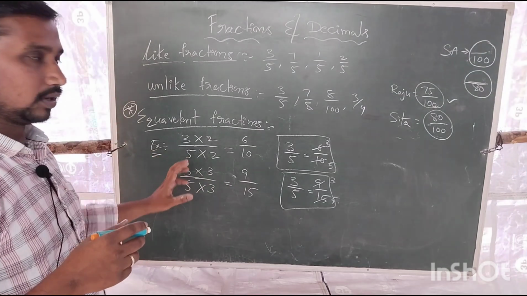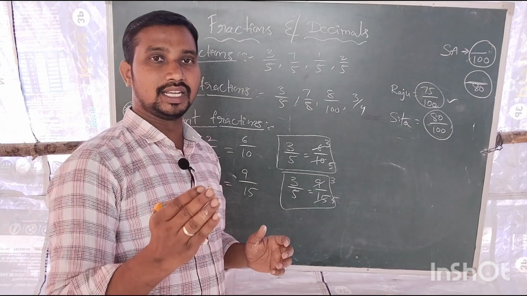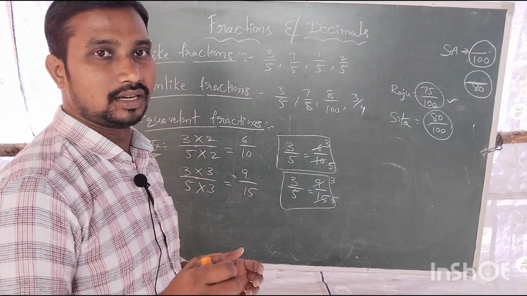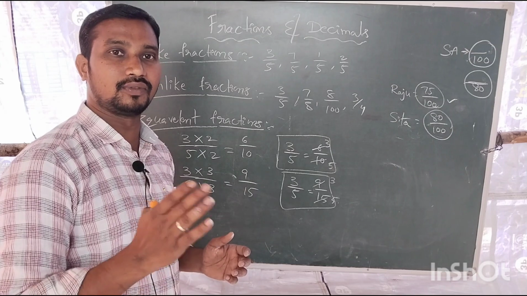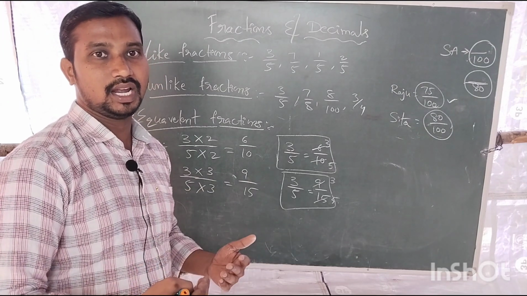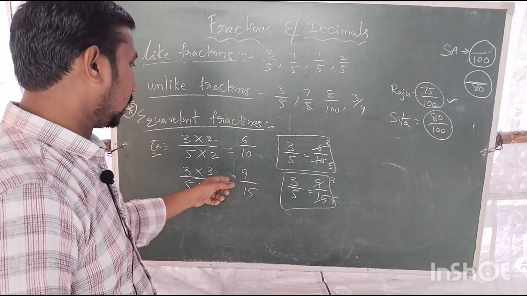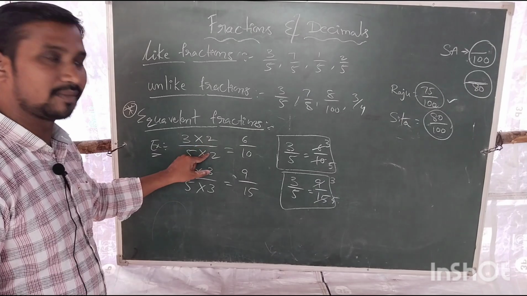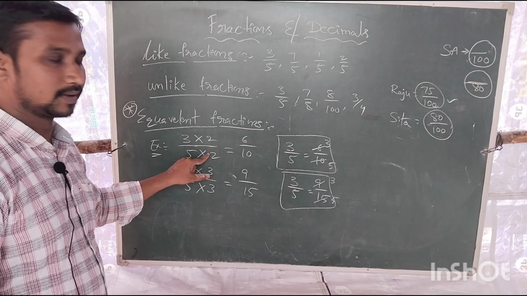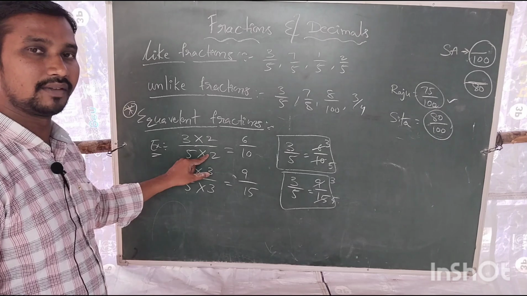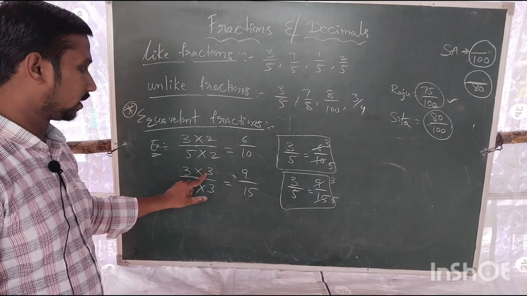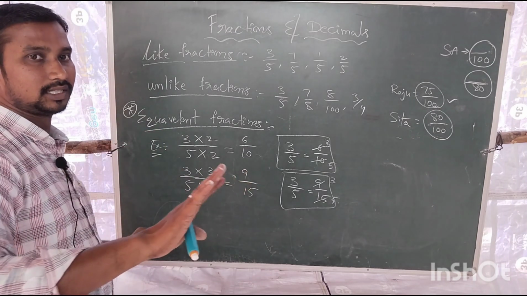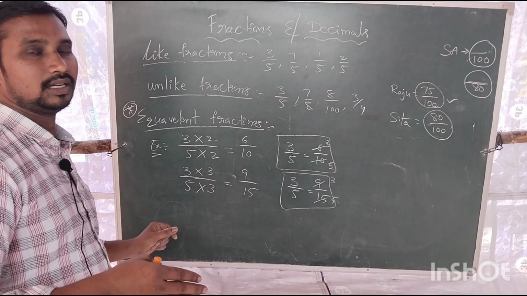Okay children. In the examination they ask for at least 4 equivalent fractions. They ask like this: write 4 equivalent fractions of 3 by 5, 7 by 8, 100 by 200, like that. So we have to do it like this only. The numerator and denominator must be multiplied by the same number, not different numbers. Up to 4 fractions we have to learn, must and should, children.